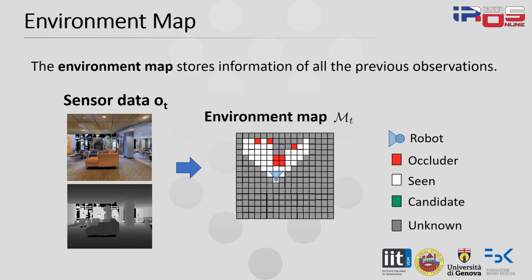The last type of cell is the candidate cell, the unknown cell that is adjacent to a seen cell. This cell represents a plausible location where the object could be found. In our POMDP formulation, we assume that the object lies in the candidate cells. Every time the agent moves to a new location, it observes the scene and updates the map with new information.